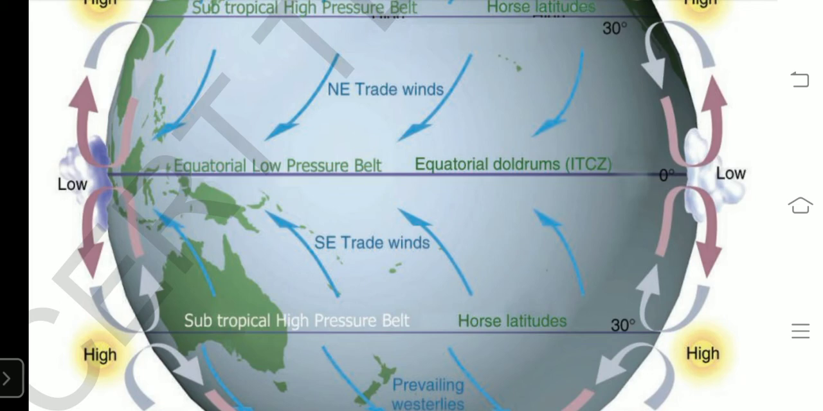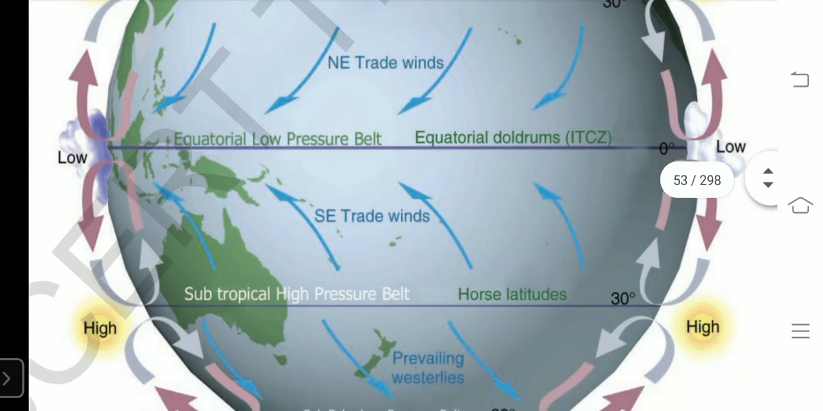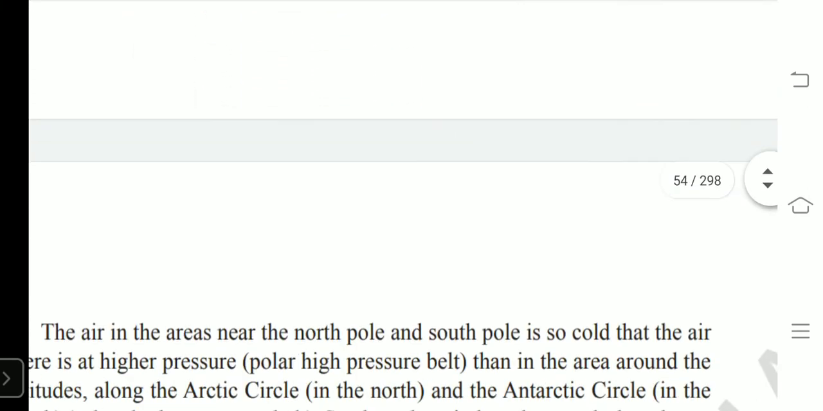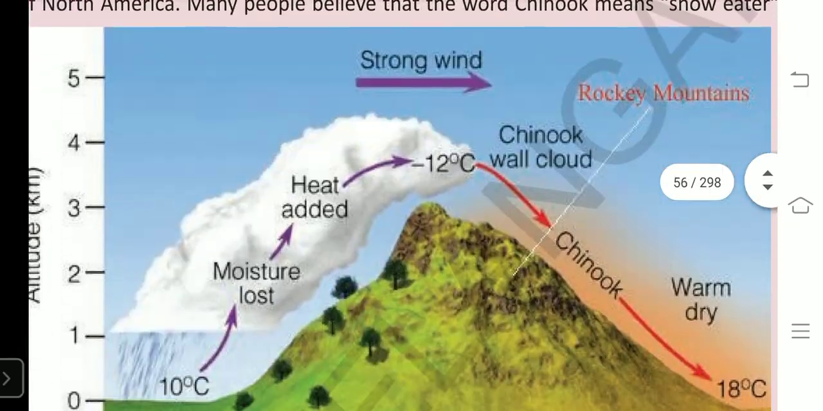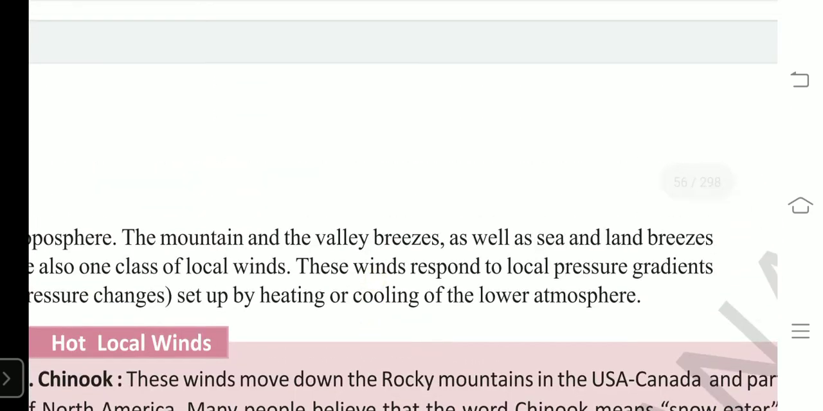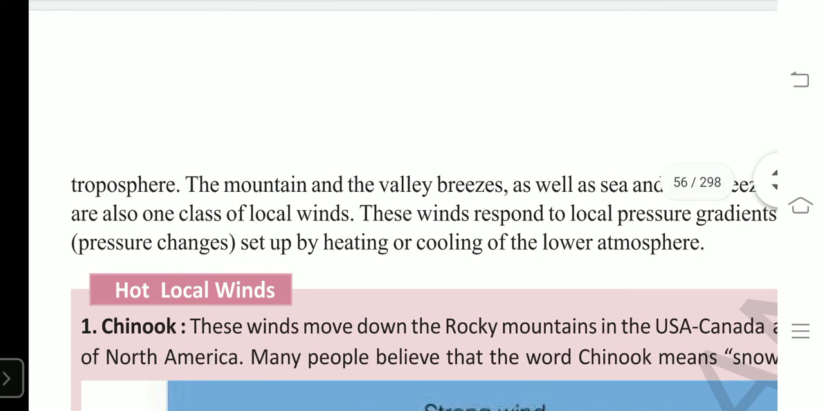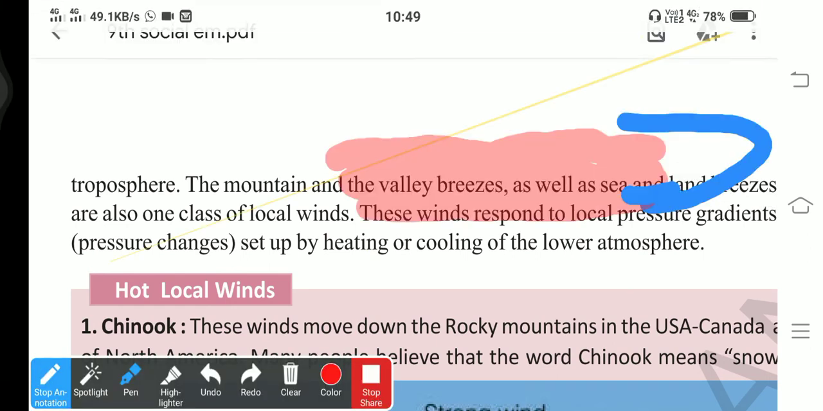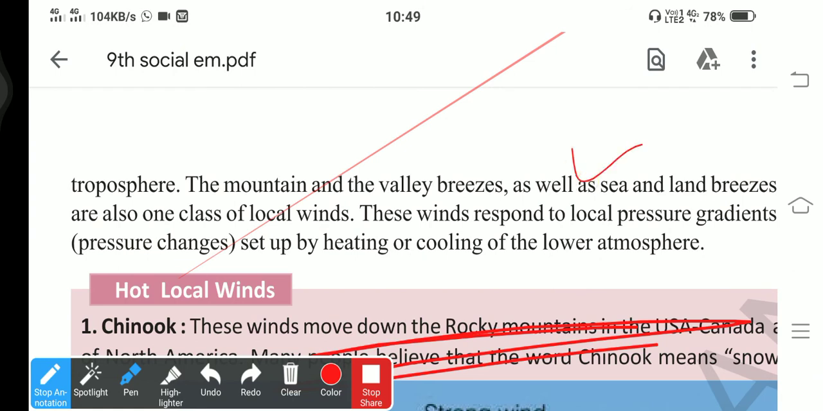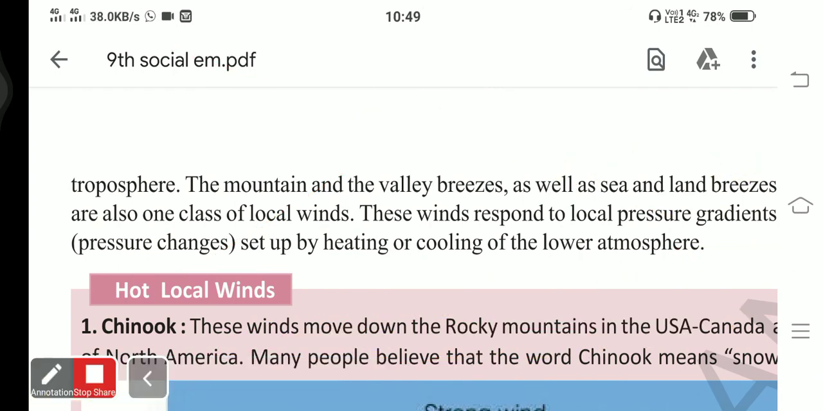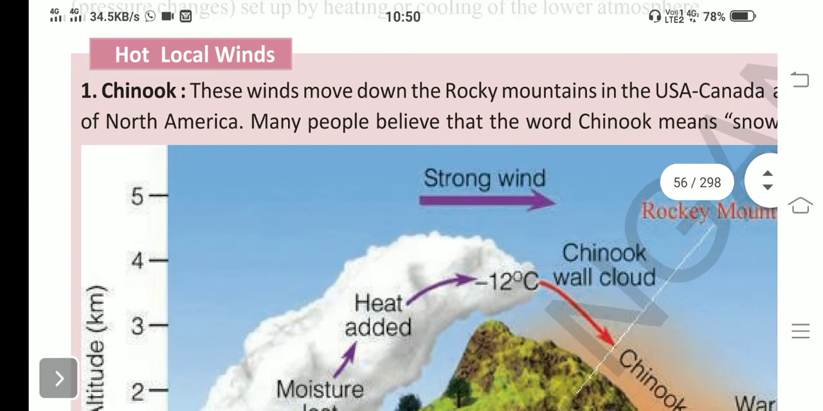Mountain and valley breezes, sea breezes and land breezes are some examples of local winds. Here it is, dear students, I'll show you. Some examples of local winds are given here. Understand? Mountain breeze, valley breeze, sea breeze, land breeze. These are some types of local winds.